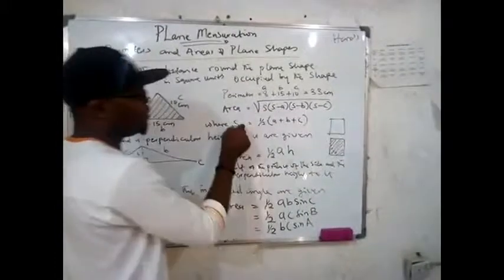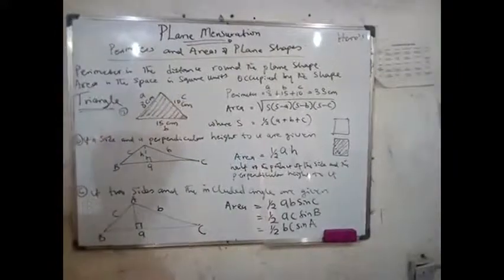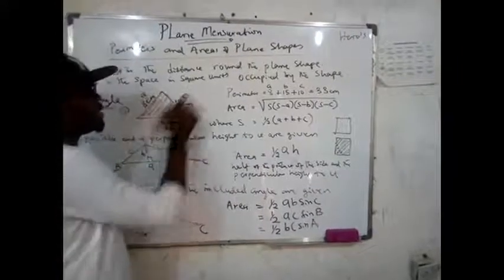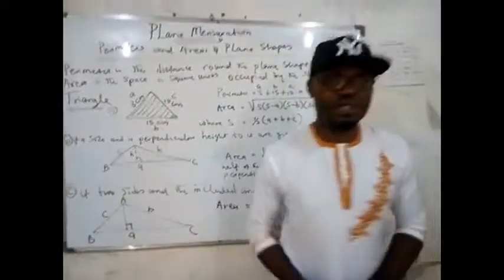And this S can be gotten by saying half of the summation of the sides. Is that clear? That is when A, B, and C, the sides, are given. That's the formula you use in evaluating the area.